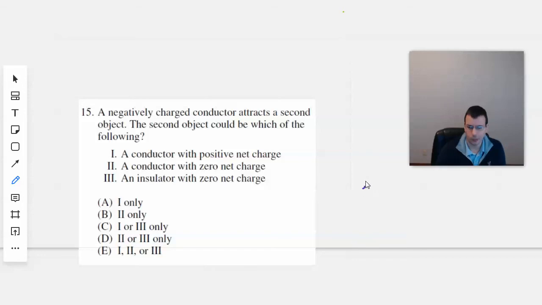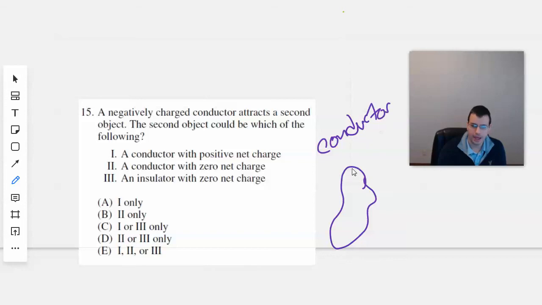Okay. Negatively charged conductor has negative charges on the outside. Okay. If I was taking the test, I might actually draw this out real quick. Just a blob and some negatives. The second object could be which of the following?